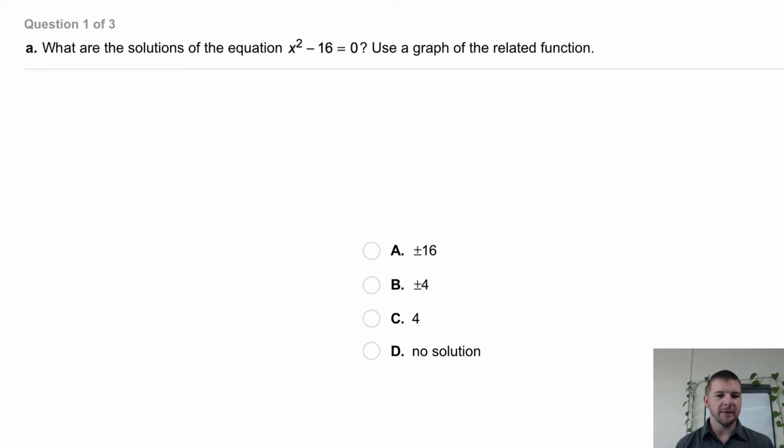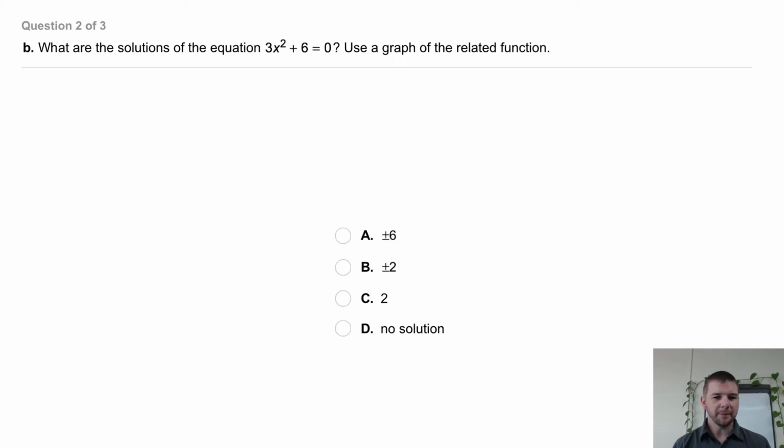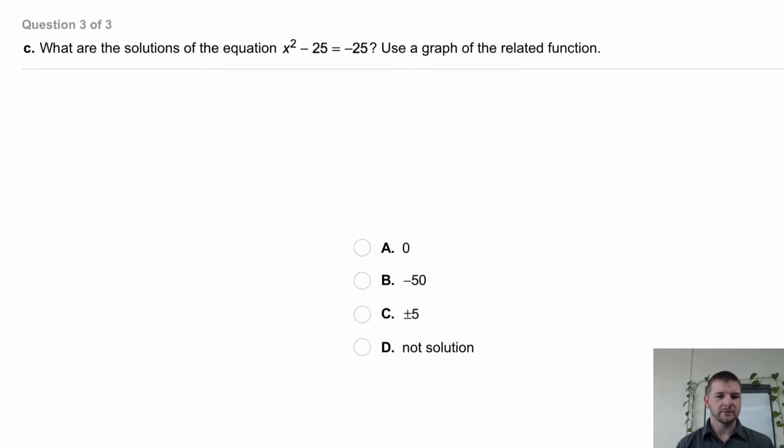Your turn. Part A: What are the solutions of the equation x squared minus 16 equals 0? Use a graph of the related function. Part B: How about 3x squared plus 6 equals 0? Use a graph. And C: same instructions, but for the equation x squared minus 25 equals negative 25.